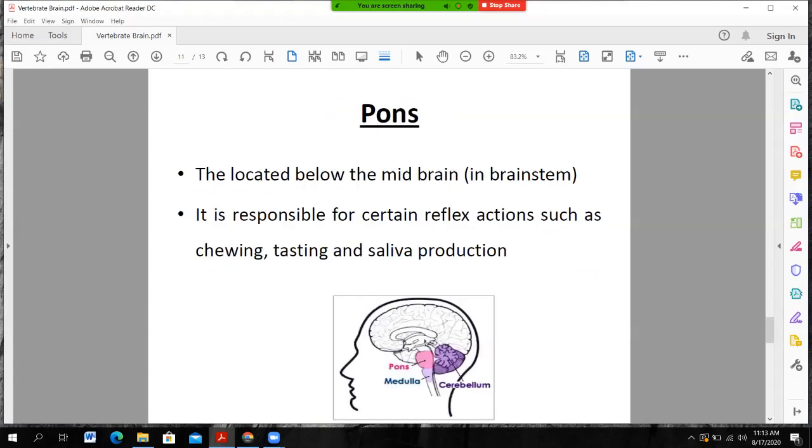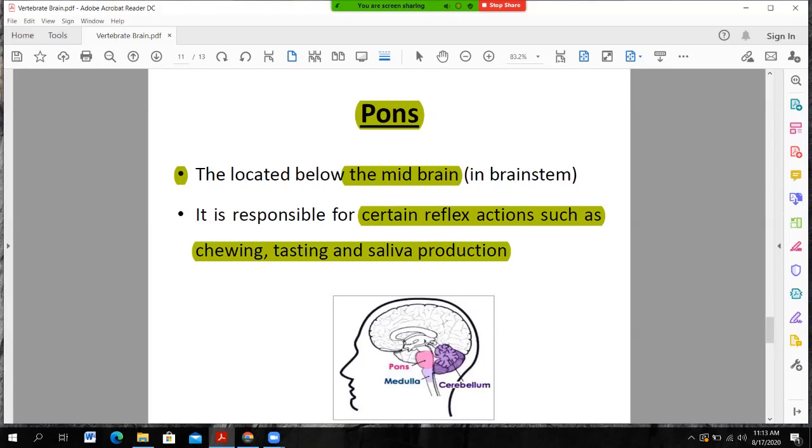Another important structure is the pons. It is located below the midbrain in the brainstem. It is responsible for certain reflex actions such as chewing, tasting, and saliva production. So this portion is called the pons, and above the pons there is the midbrain. And pons, midbrain, and medulla constitute the brainstem.